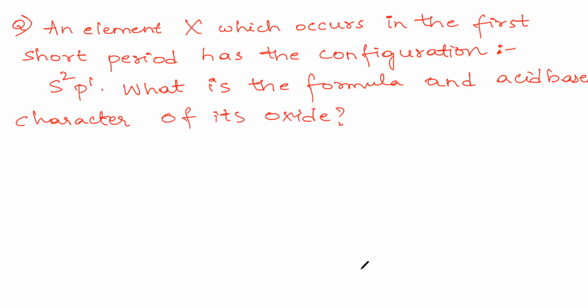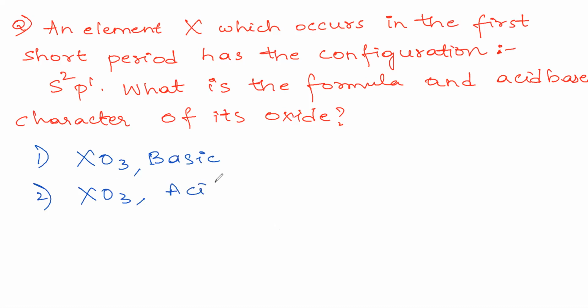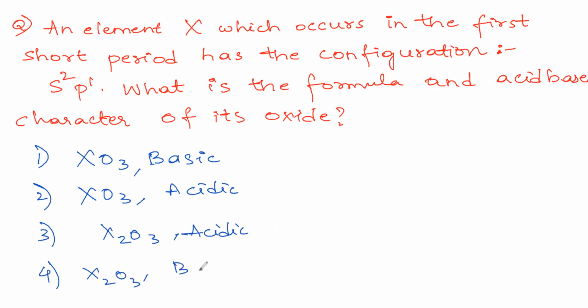First option, XO3, basic. Second option, XO3, acidic. Third option, X2O3, acidic. And fourth option, X2O3, basic. So it is a very simple question.